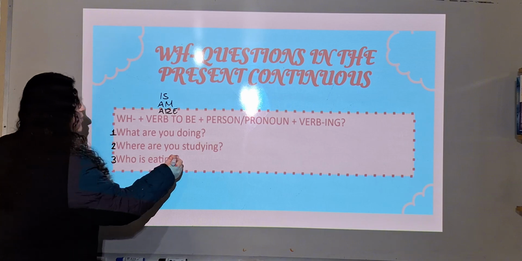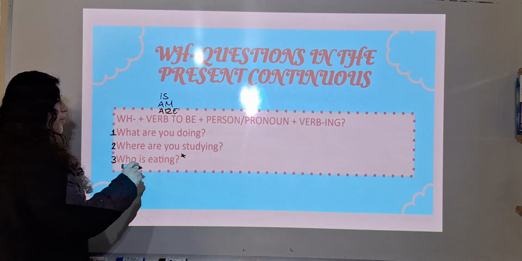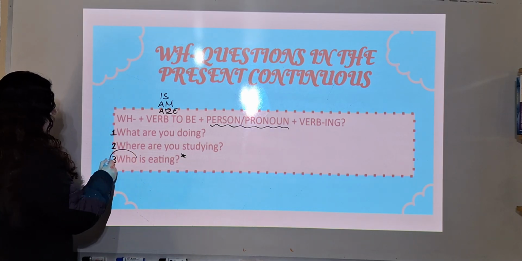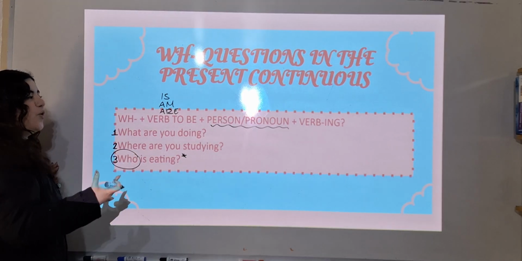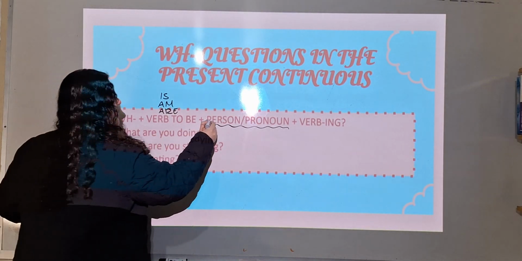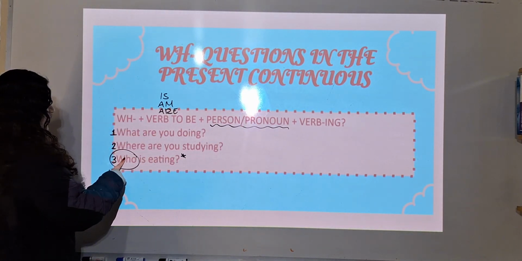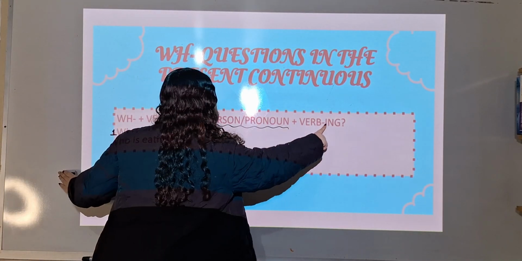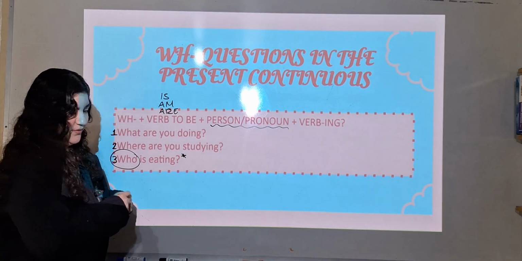Now this one is going to be a little bit different. We're going to skip the person or the pronoun because that is the function of our question, to know about the person or the pronoun. So here the formula just skips this part and asks who is and eating at last, right?